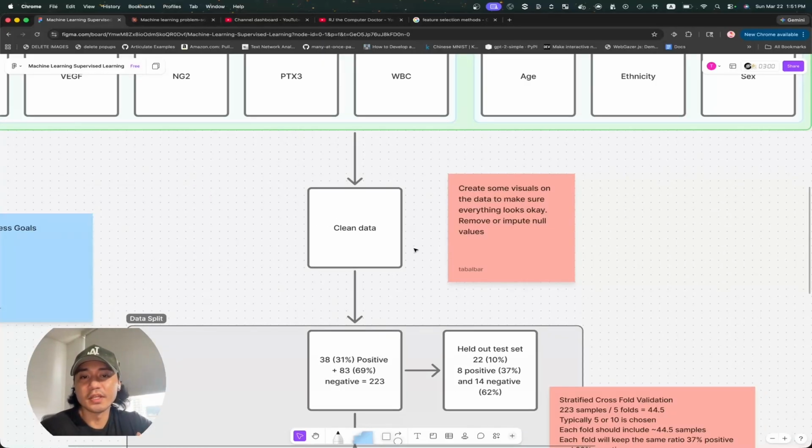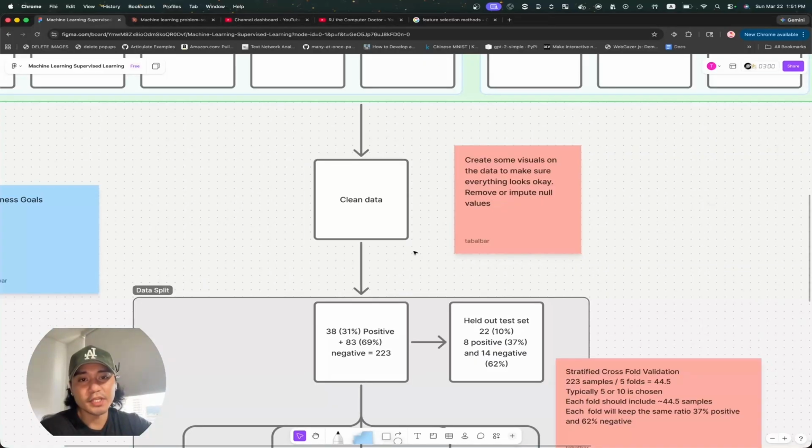Just understand that if you were to include these values, they may not be representative of the actual data that you are getting. So if you use these imputing methods, they may not represent the actual population that you're trying to use this model in.